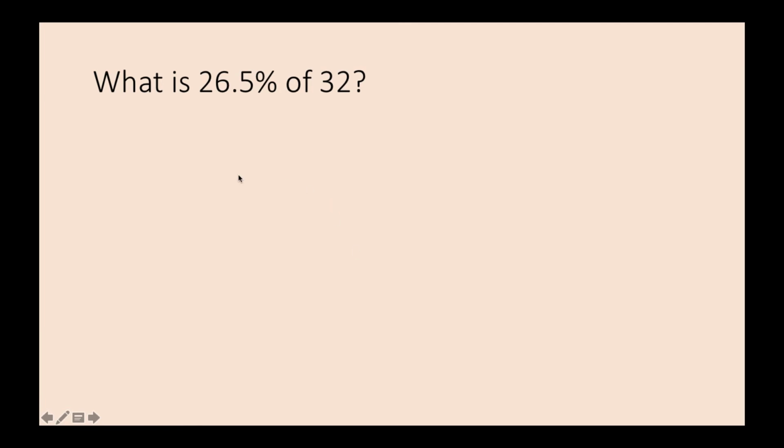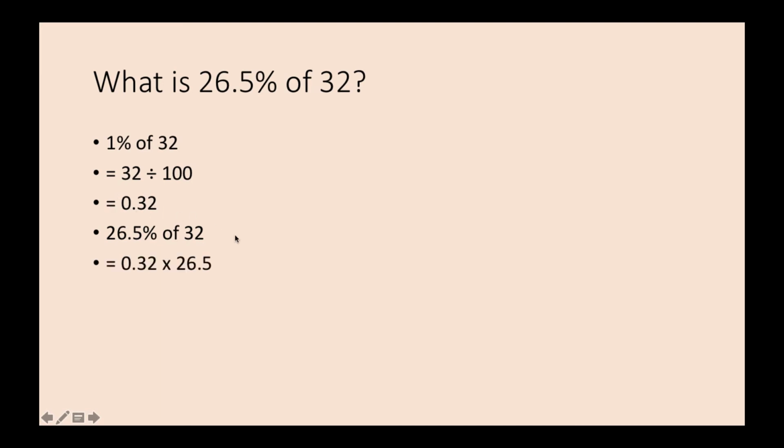Okay, let's try this one, 26.5% of 32. Again, I'm just going to find 1% of 32. 1% of 32 is 32 divided by 100. Can anyone guess what that might be? It's 0.32. Remember, we just take our decimal point back 2 spaces when we divide by 100. Okay, so then to find 26.5%, this is 1%, so I need to multiply it by 26.5. Again, you can use your calculator. So that gives us 8.48. So 8.48 is 26.5% of 32.